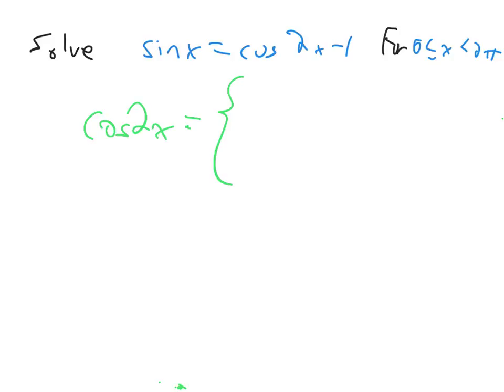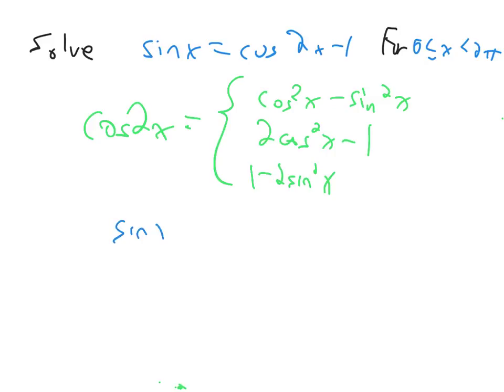For instance, cosine of 2x is cosine squared x minus sine squared x, but that's not that useful because it still mixes sines and cosines. We also have that it's 2 cosine squared x minus 1, but then we would still have a sine x on the other side, and that would mix the two functions. Or finally, we can think of it as 1 minus 2 sine squared x, and that will be useful because our equation will have just sines in it.